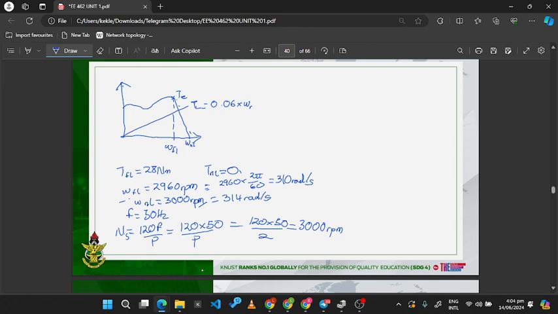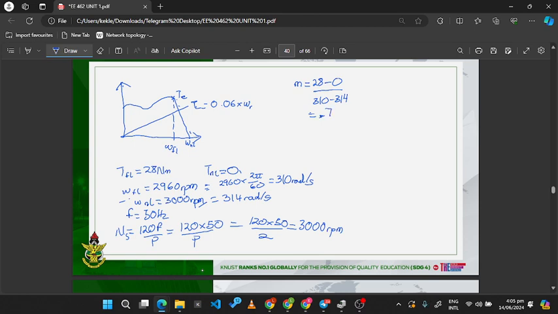So we can calculate the gradient of this line. That will be the change in y over the change in x, and y is the torque. So let's go for the change in torque: full load torque 28 minus no load torque 0, over full load speed 310 minus the no load speed, which is 314. That gives us 28 over -4. That should be -7. Right.